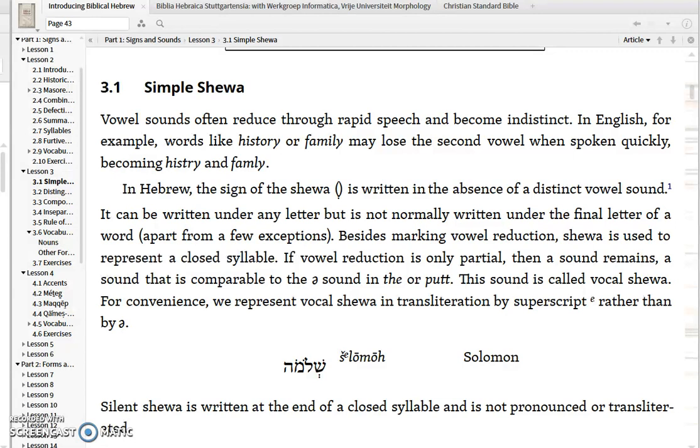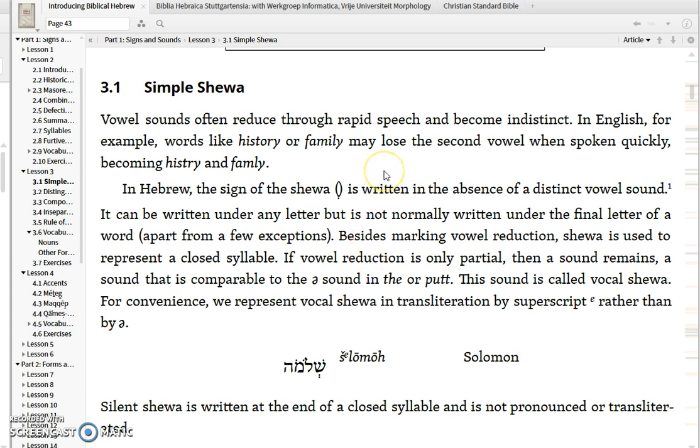Now the schwa can represent two different things. It can either be silent or it can be vocal. At the end of a closed syllable, the schwa will be silent. It simply marks the end of a closed syllable and has no sound whatsoever. On other occasions, the schwa is vocal.